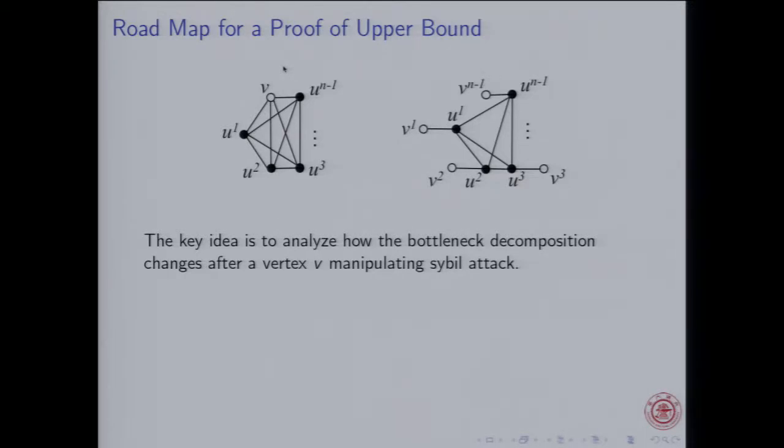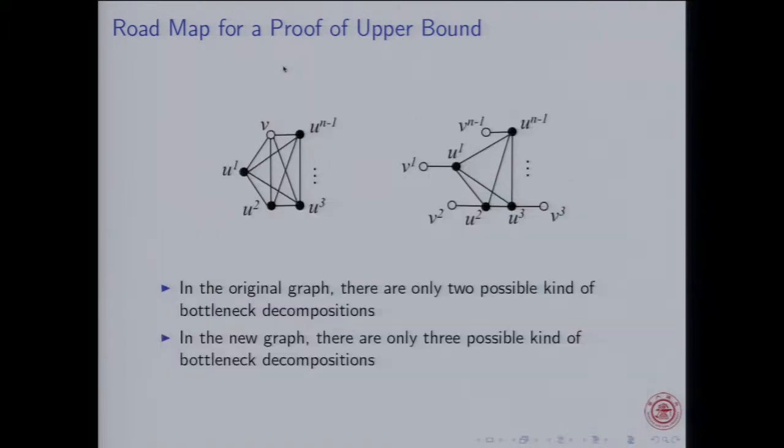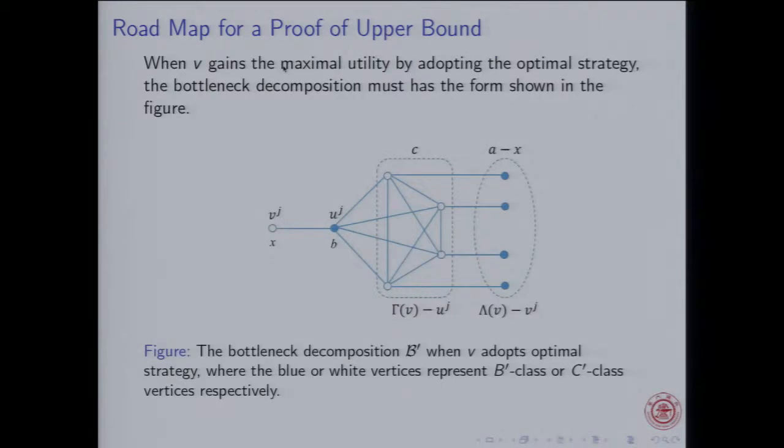And actually, it can be divided into several parts. Firstly, this is the original complete graph, and this is the result after the vertex splits itself as much as possible. And we have shown that its maximal utility after playing this strategy will be attained when it splits itself as much as possible. So then we can consider the bottleneck decomposition for both graphs, and maybe you can ignore this detail. And actually, with a combinatorial proof, we show that when the agent gets its maximal utility after the Sybil attack strategy, the bottleneck decomposition should be in this form.